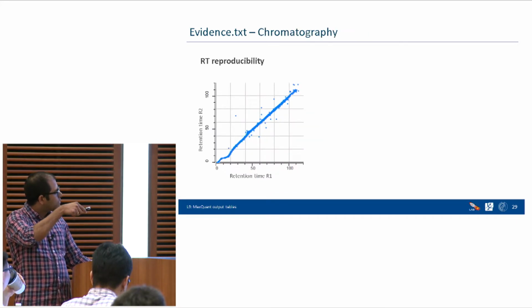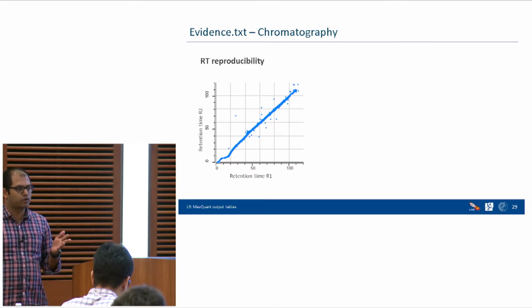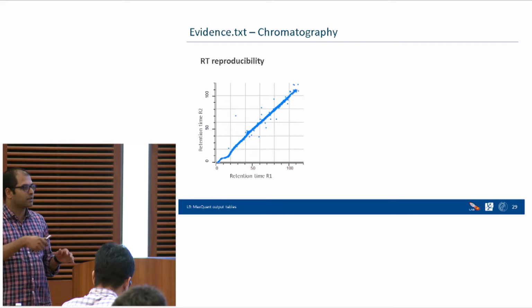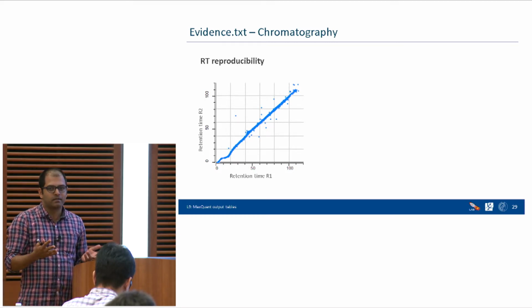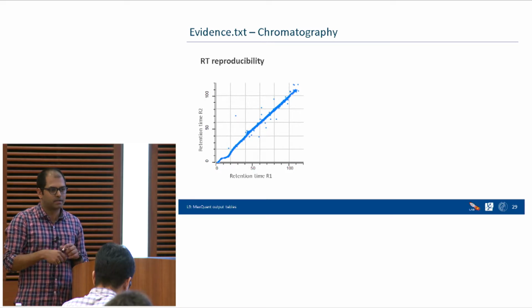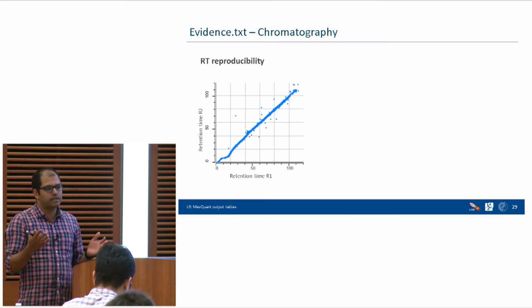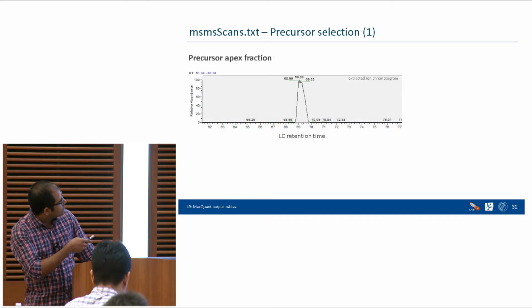And if we have two runs, we can check if the LC is reproducible by just looking at the retention time of run 1 and the retention time of run 2. And most importantly, I think in order to check the reproducibility, you should take the uncalibrated retention time and not the calibrated retention time, because when you take the calibrated retention time, probably everything is within 2 minutes. So that's another application. Then we have scans.